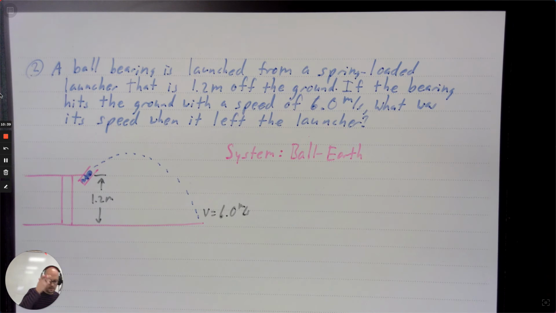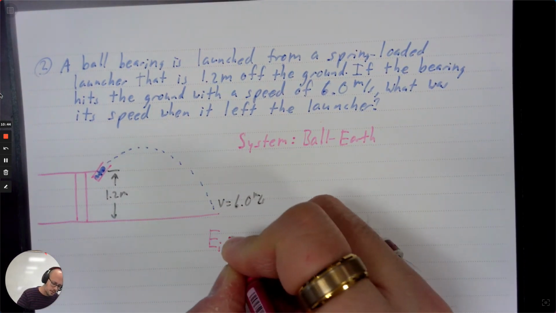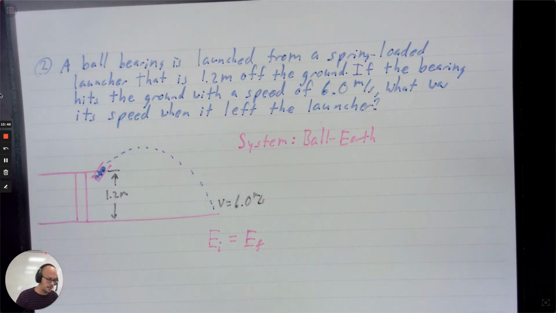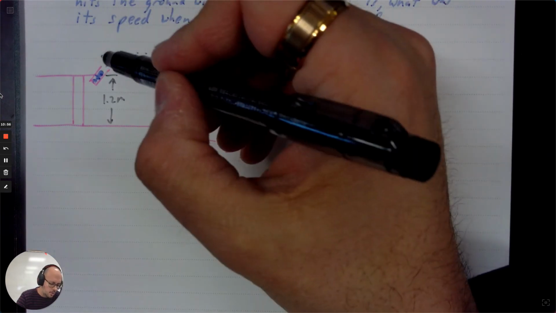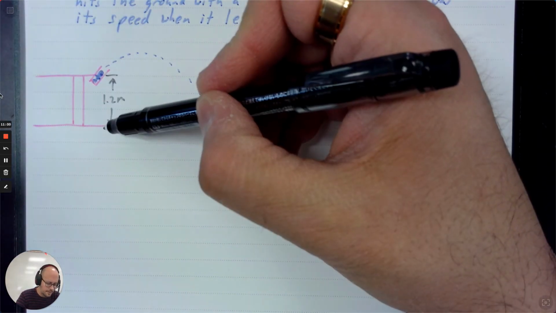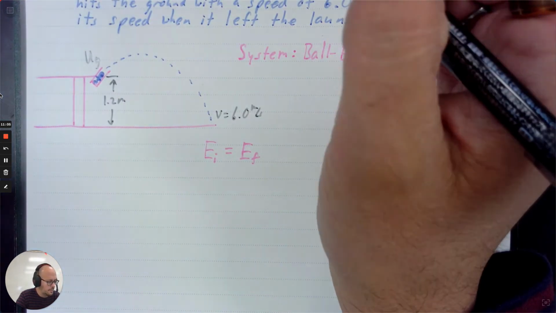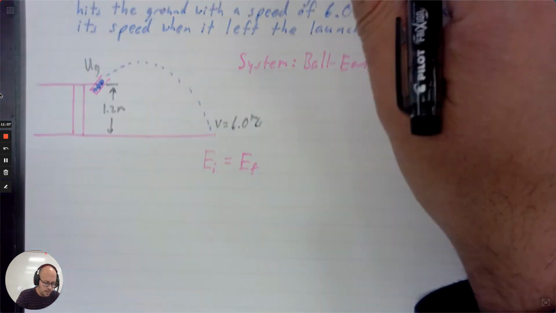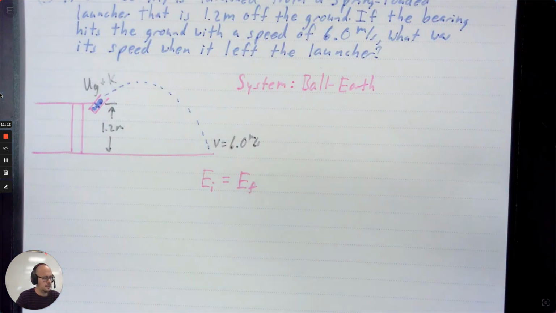Okay, so now I'm going to set up my energy situation. So there's my initial equals final energy. And so the thing I want to think about, and I can label this in the question itself, is, well, according to the problem, this obviously is off the table. It's not at the lowest height possible. So I have gravitational potential energy. But also, I'm here to find the speed that it had when it left the launcher. So it's got to have kinetic energy.